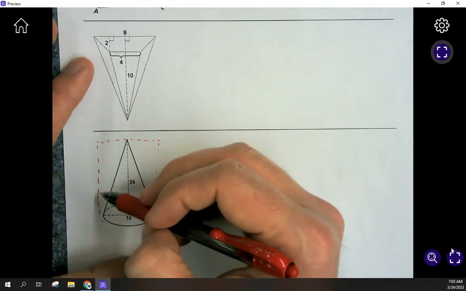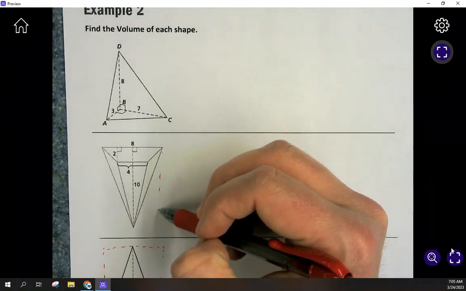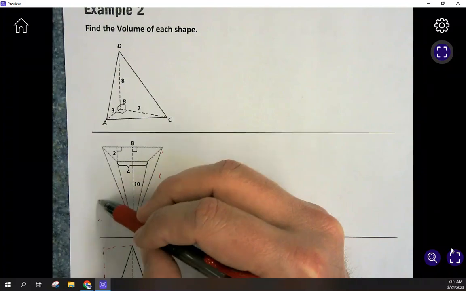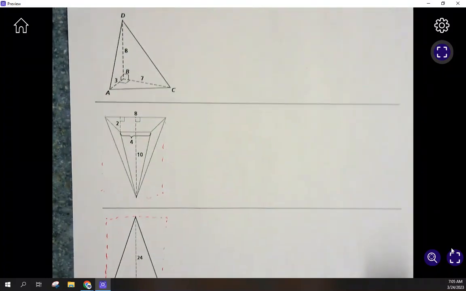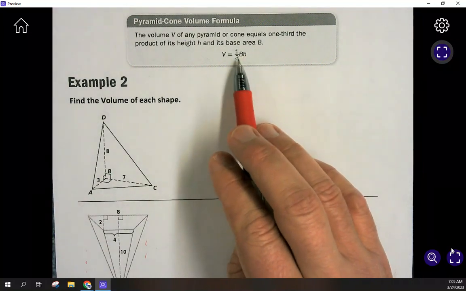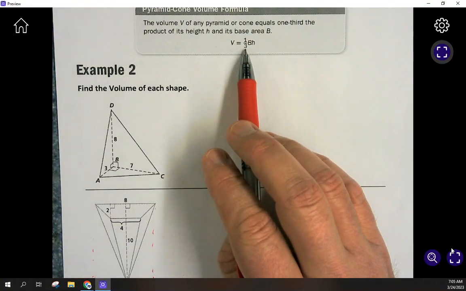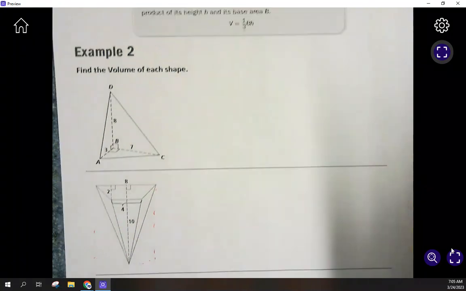You can see there's 2 kind of upside down ones here. 3 cones inside of a cylinder, or if I did the same thing here, I could fit 3 pyramids inside of a prism. Okay, so we're basically finding the area of the full cylinder or the full prism, and then we're just taking 1/3 of it because it's 1/3 of the size.